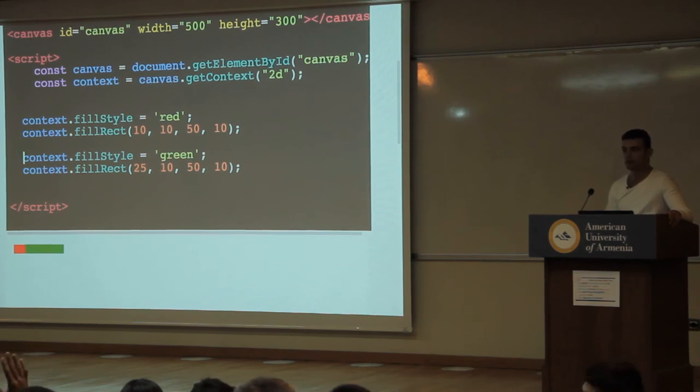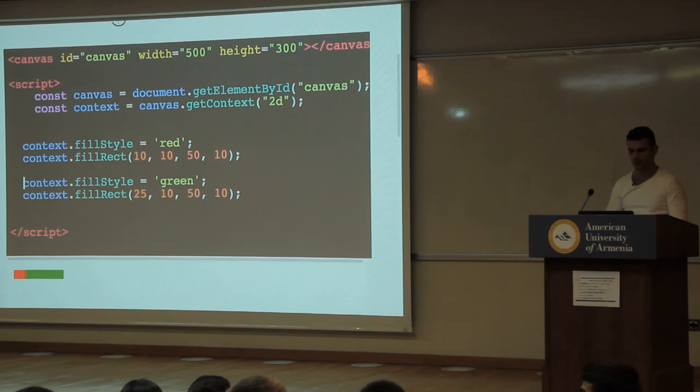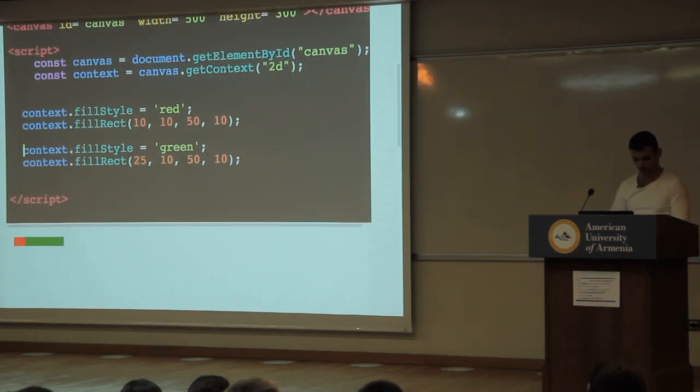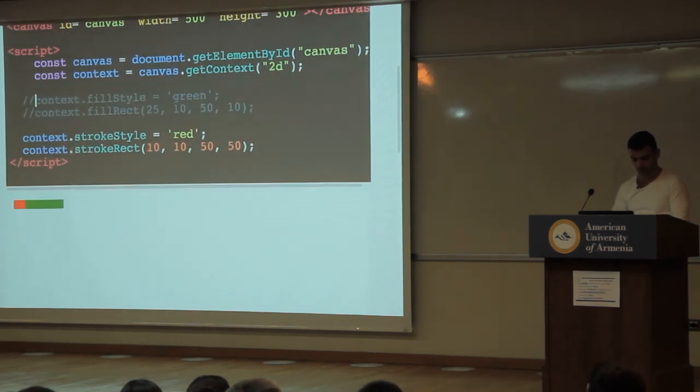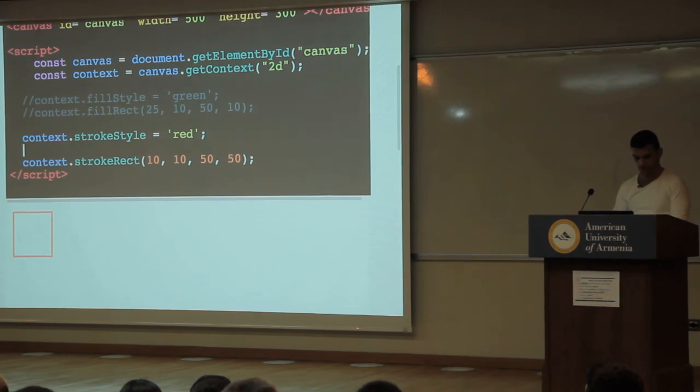Other questions? Yes. If we stroke a rectangle, how does it decide what the borders are? There's a line width, I think it's called. Hang on. Good question. One second. There is a context.lineWidth.